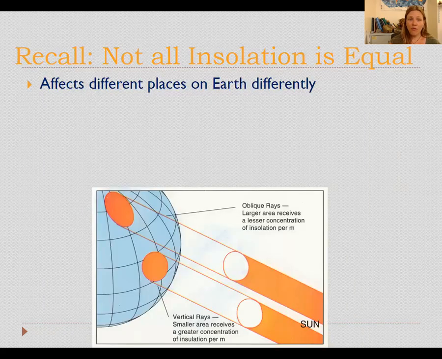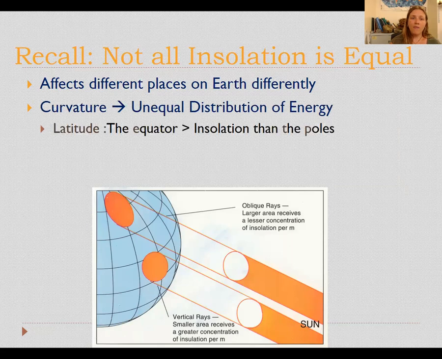And then we said before that not all insolation is equal. First of all, this can affect different places on the Earth differently. The Earth is curved. It's not flat. Because it's curved relative to the incoming insolation, if you're in a low latitude position, close to 0 or close to the equator, you're going to be getting a higher concentration of energy, and so you're going to be hotter than if you're up near the poles, where the Earth is curved or leaned back away from the energy that's coming in.